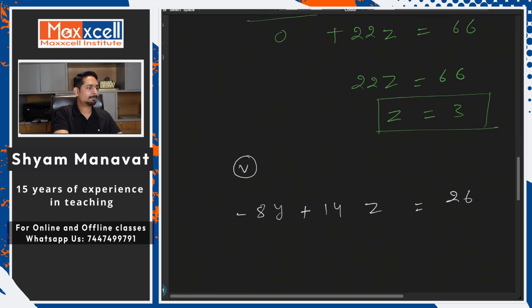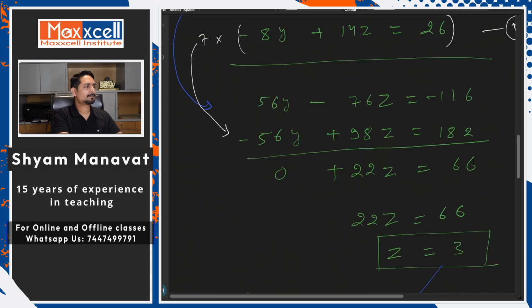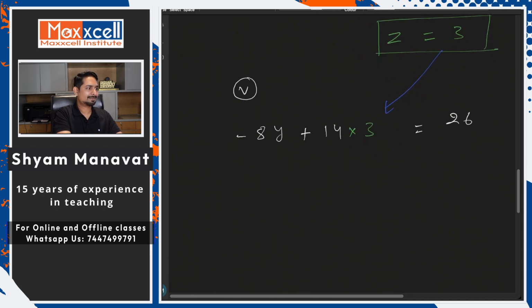Now I will replace this value of z equal to 3 over here. Okay, let me mark this also, that this equation is here. Now if you substitute the value of z there, what will you get? Z as 3. All right, so here you get z equal to 3, multiply by 3. Simplify this now. What do you get?